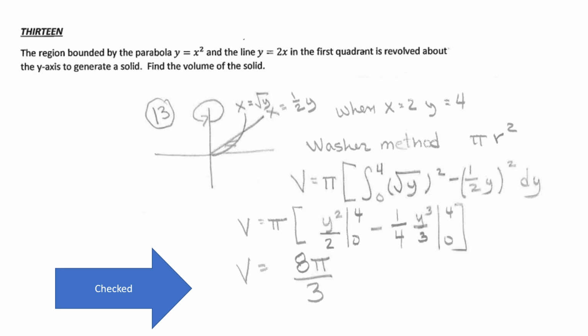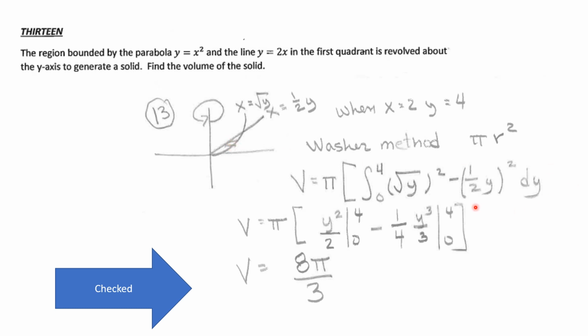Number 13, we were looking at the region bounded by the parabola y equals x squared and the line y equals 2x in the first quadrant, revolved around the y-axis to create a solid. You want to find the volume of the solid. This is going to be the washer method, and so this is going to be pi big R squared minus pi little r squared, and you have to be drawing your slice this way, or at least I think this is the easiest way to do the washer method.